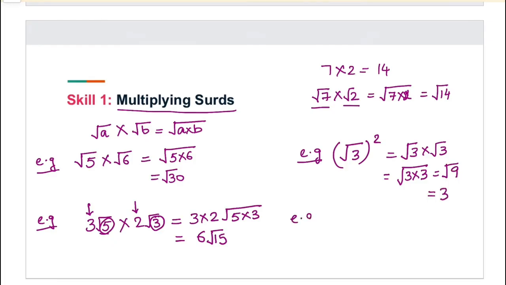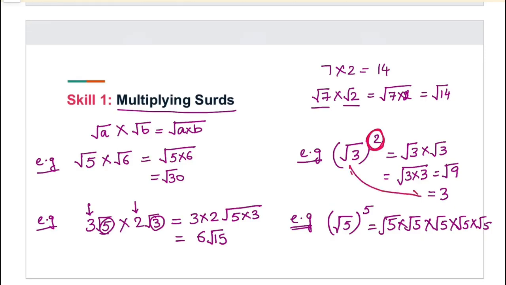The last example in this could be square root of 5 to a greater power. Let us suppose we take the power of 5. So we will do square root of 5 times square root of 5 times square root of 5 times square root of 5 times square root of 5. In the previous question, we saw that when the power is square, it gives us the same number just without the square root, because square and square root cancel each other.